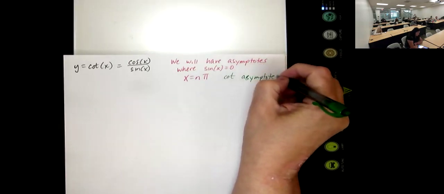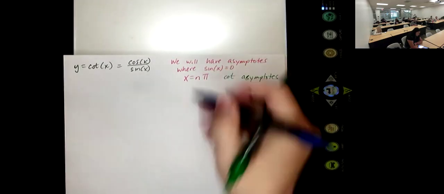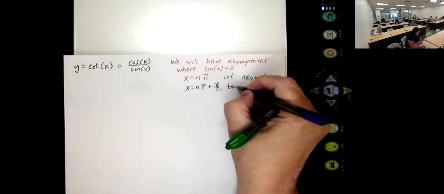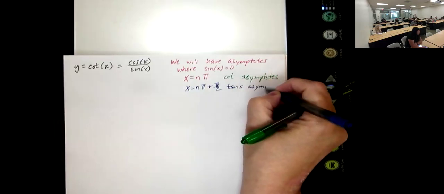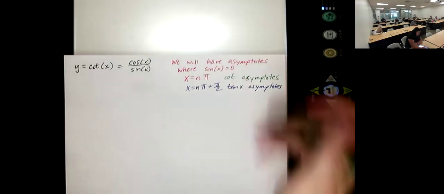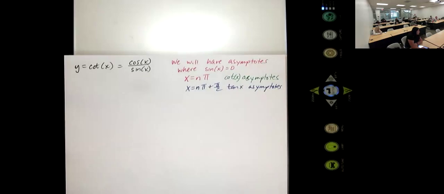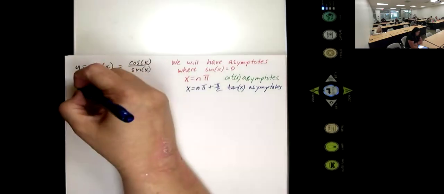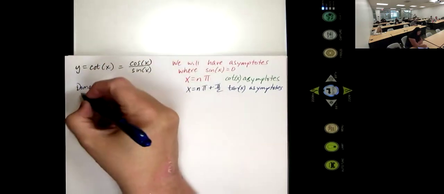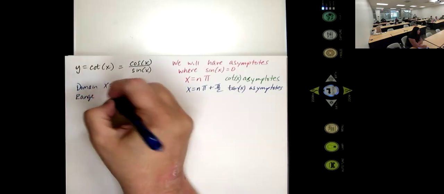And tangent's are similar, as I recall. They're just off by pi over 2. You just have to keep that in mind, they're similar, but slightly off. So we'll say that's our domain. Domain is x cannot equal n pi. And we're going to see that the range for cotangent is also infinite.